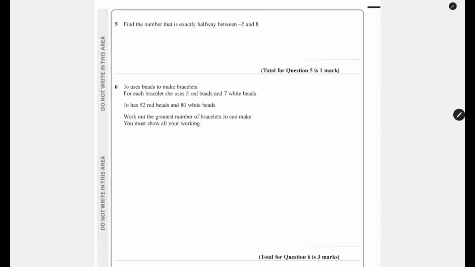Question 5 says, find the number that is exactly halfway between -2 and 8. So we can draw a number line. If we have 0 here, -1 and -2, and then 1, 2, 3, 4, 5, 6, 7, and 8. Now all we need to do is work our way inwards from both sides, 1, 2, and so on until we get to the middle number. And as you can see the middle number is 3. And so our answer is 3.